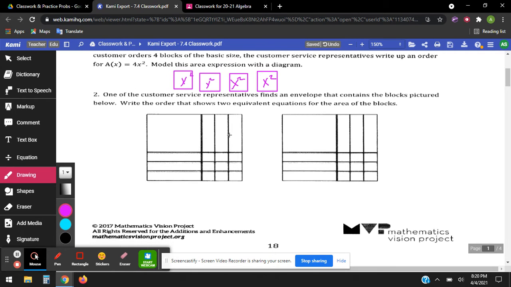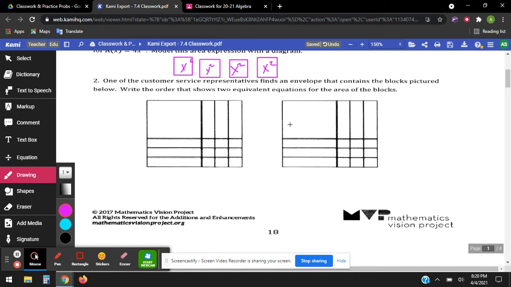Okay, so one of the customer service representatives finds an envelope that contains the blocks pictured below. Write the order that shows 2 equivalent equations for the area of the blocks. Well, one way we can do it is say that we have x on this side and 3 over here, x on this side, 3 over here, and we have the same thing over here. So we have 2 of the x plus 3 squared.